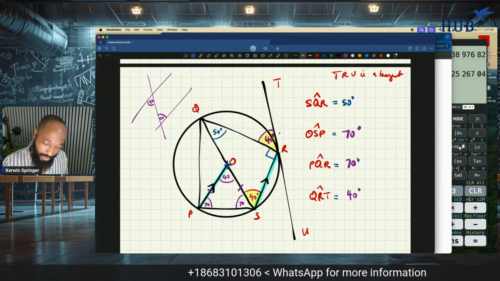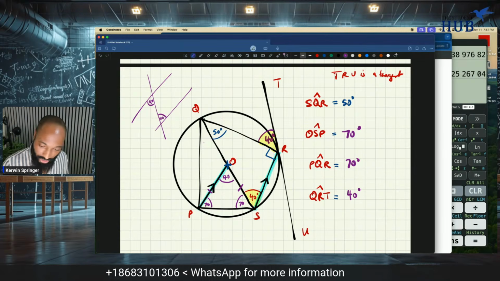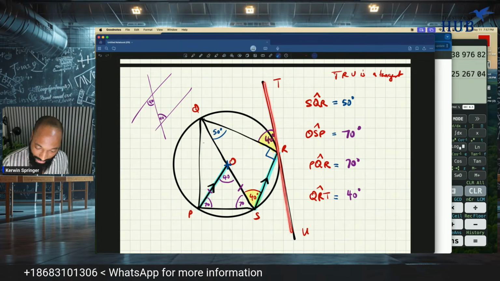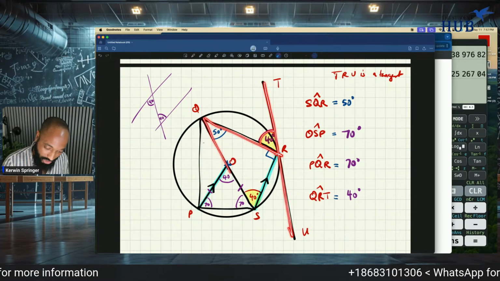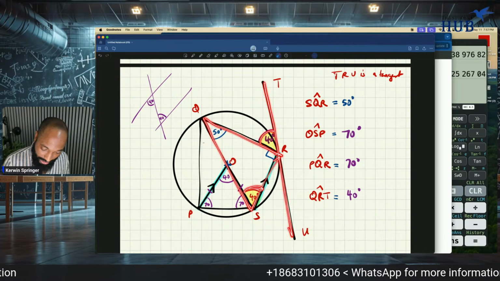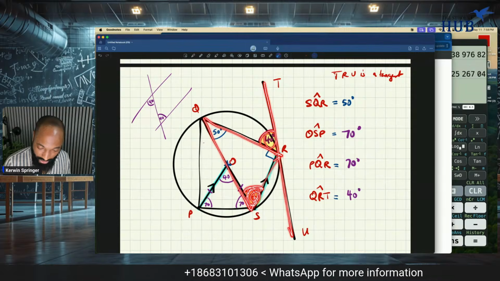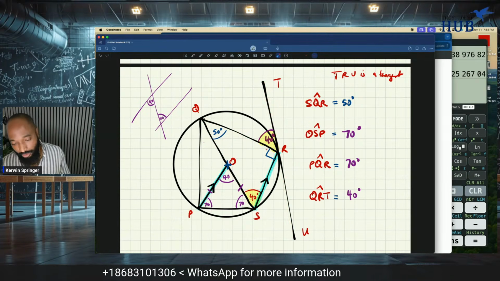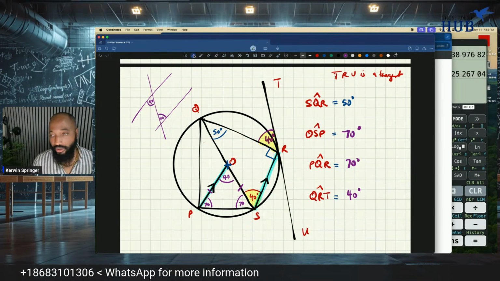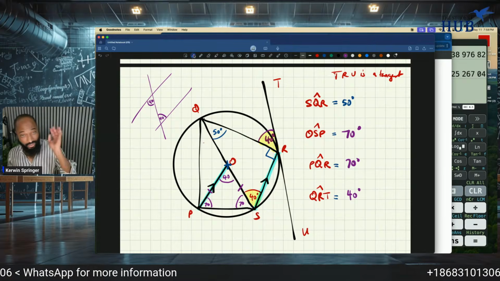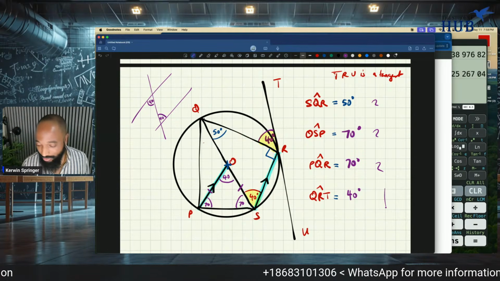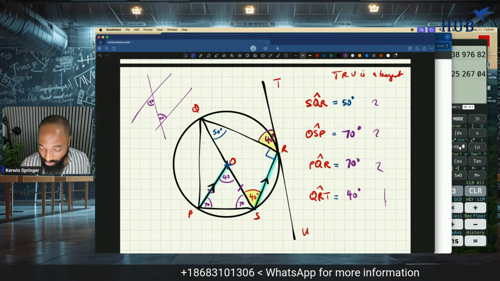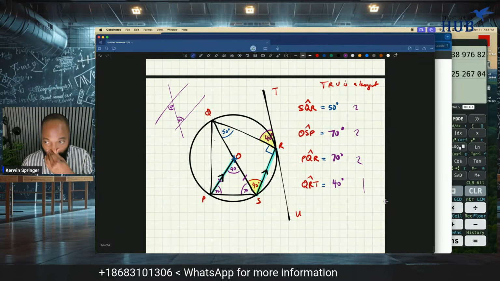The alternate segment theorem says that the angle between the tangent and the chord is equal to the angle in the triangle in the alternate segment. So if this is 40, this must also be 40. Remember that? That's the final boss of theorems. A lot of marks will fly here. That might be 2 marks, 2 marks, 2 marks, 1 mark, or something like that.